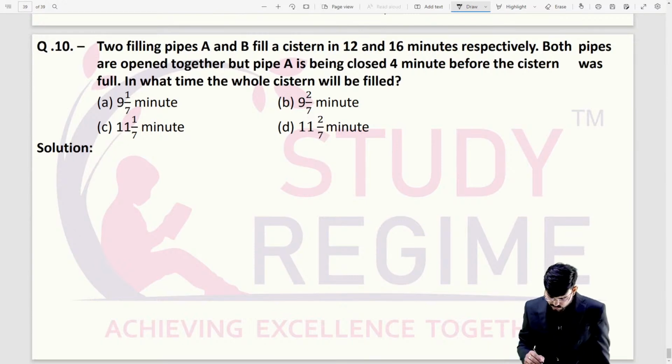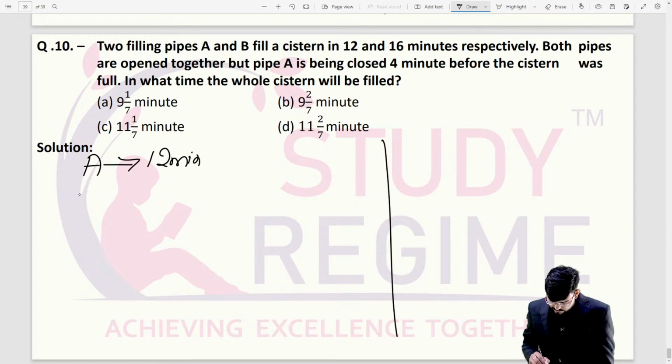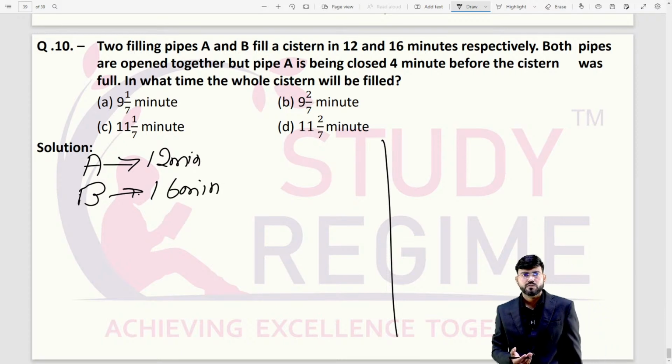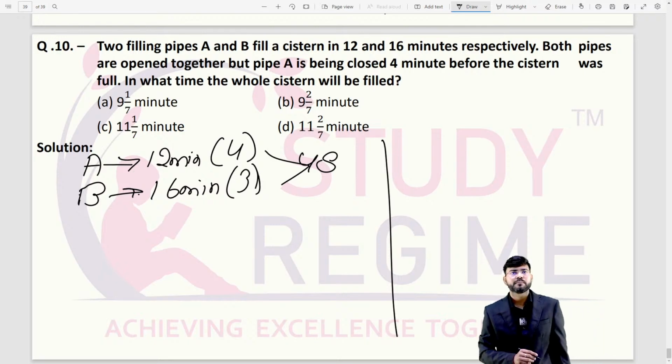Okay. This is also a question of pipes and cisterns. Two filling pipes A and B fill the cistern in 12 and 16 minutes. Now just write it down. A can fill a cistern in 12 minutes. B can fill a cistern in 16 minutes. You can take the LCM to make the total work. The LCM of 12 and 16 will be 48. Now you just divide, you will get 4 units of work and 3 units of work. Now you must be very much familiar with all this that I am doing.